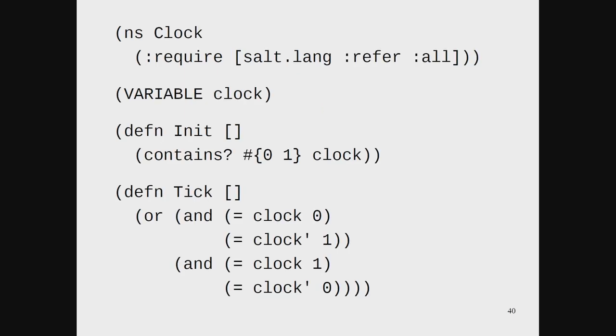So now I added another function here to my specification. I added a tick function. This is what will take us to our next states, or defines valid next states given a current state. There's two branches here. Either the clock starts out at 0, and then the clock prime would be 1, or it starts out at 1, and then the new value is 0. In either of those cases, tick should evaluate to true, and anything else it should evaluate to false.